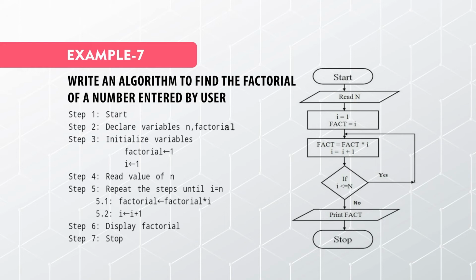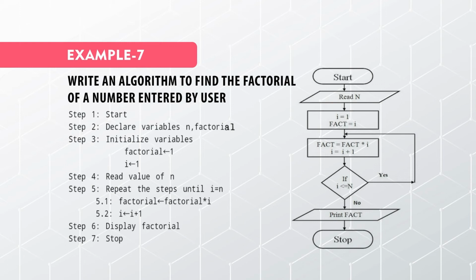When repeating the steps, we multiply factorial by I and increment I by 1. Say we are using this algorithm to calculate 3 factorial. So n is equal to 3. The factorial variable is initialized to 1, I is also initialized to 1, and the value of n is 3. This algorithm will run up to I equal to n. At present, factorial is equal to factorial into I, so 1 into 1 is 1, and this answer is stored in factorial. And I is equal to I plus 1, so I now becomes 2, and the step repeats.